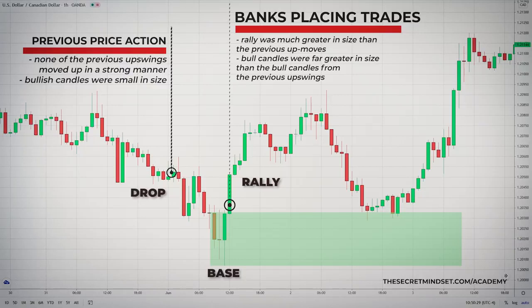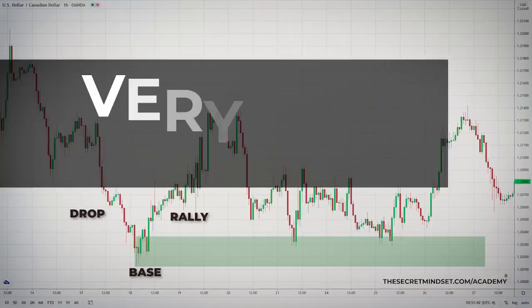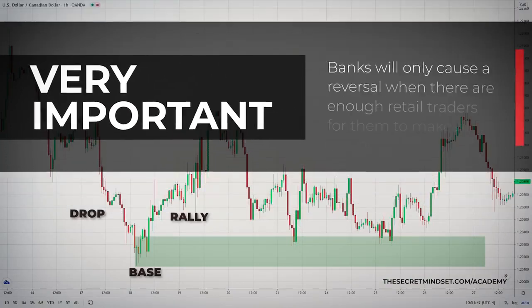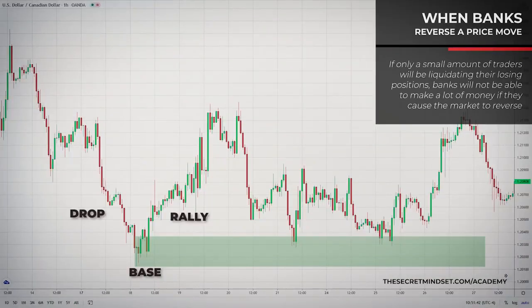Now, if we look at the final up move, we can see the rally was much greater in size than the previous up moves. These candles were far greater in size than the bull candles from the previous upswings. Remember this, the banks will only cause a reversal when there are enough retail traders for them to make a lot of money off. The appearance of a supply or demand zone when the market has only been moving in the same direction for a short length of time means there won't be many retail traders entering trades. Therefore, the banks will not be able to make a lot of money if they cause the market to reverse, because only a small amount of traders will be liquidating their losing positions.